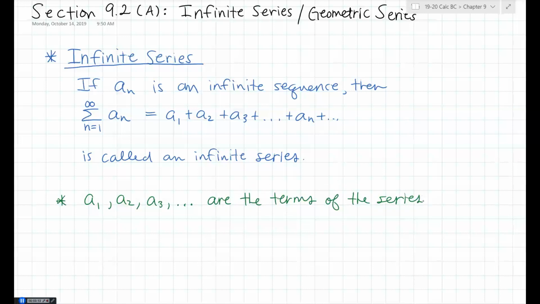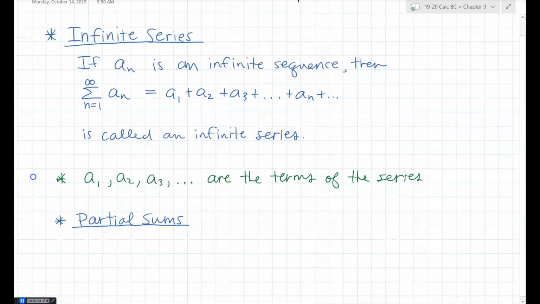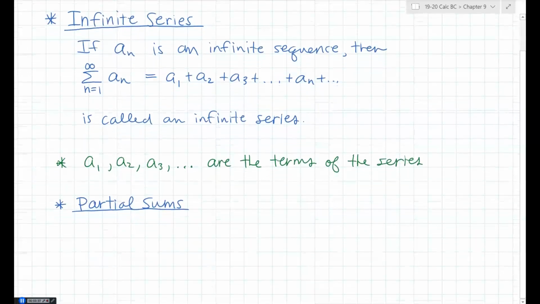Okay, now if you want to add these up, you don't have to always add up everything. You can add up some parts. So we call them partial sums. So you're just adding up a certain amount of them, okay? So partial sums, they look like this.